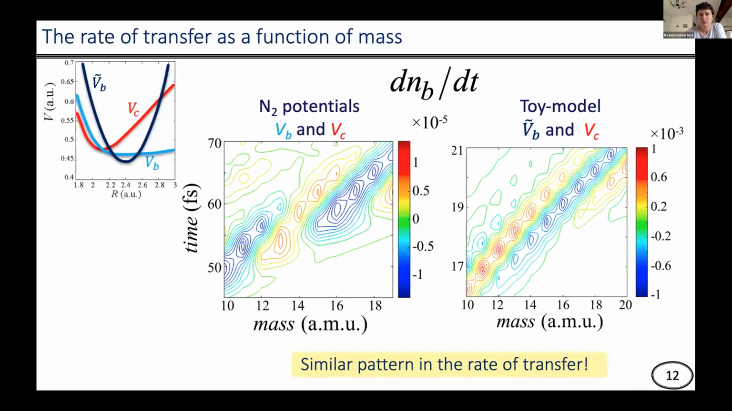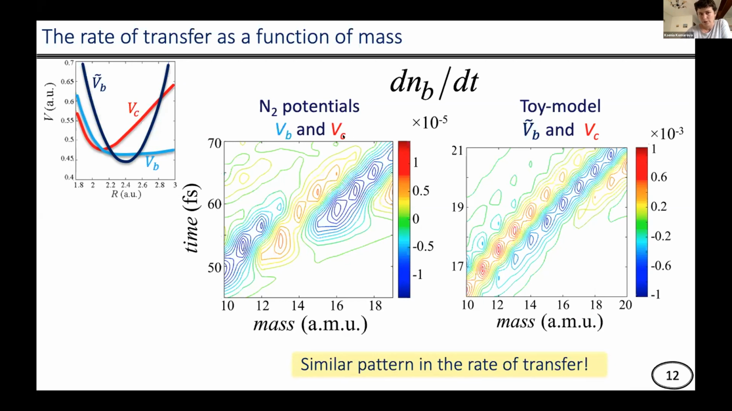Okay, so here is a very busy plot. I will try to go slowly. So the first trick here is the fact that we have the mass of the nuclei on this x-axis. So instead of taking only realistic isotopomers, we thought we needed to exercise more and went to in silico propagation for the mass from 10 to 20. So here are results for all this set of masses. And what is plotted is the rate of transfer. So the negative values are for the depletion of the population in the valence state, and the positive values are for the acquiring of the population. And time is the time of when the coupling is happening. So when the coupling is on.